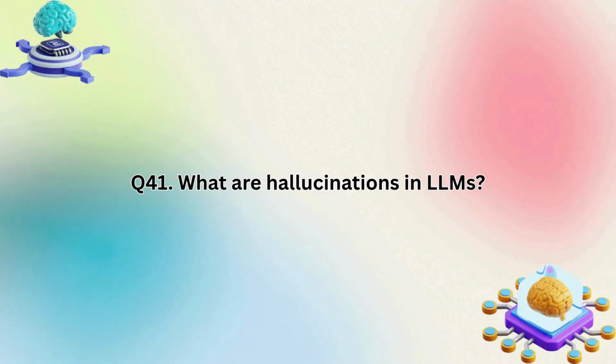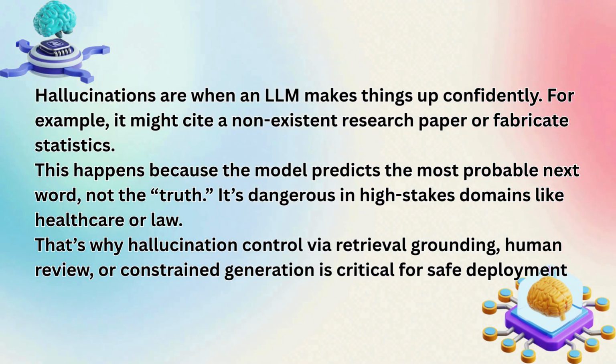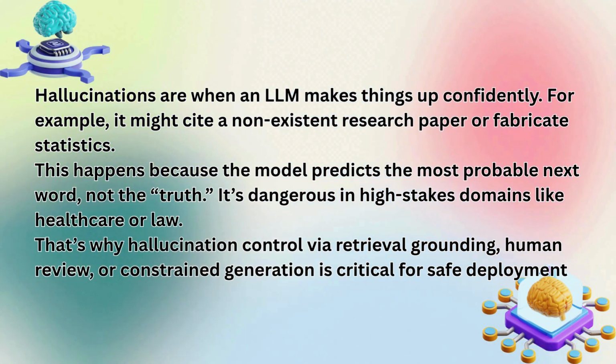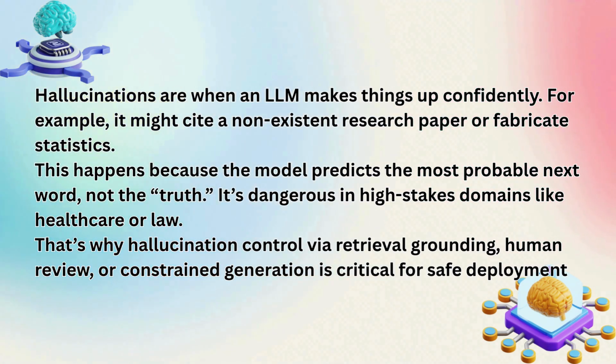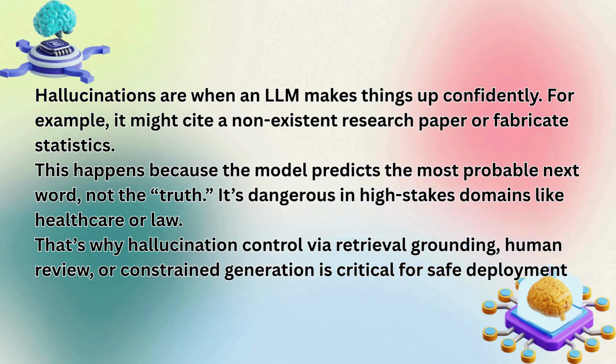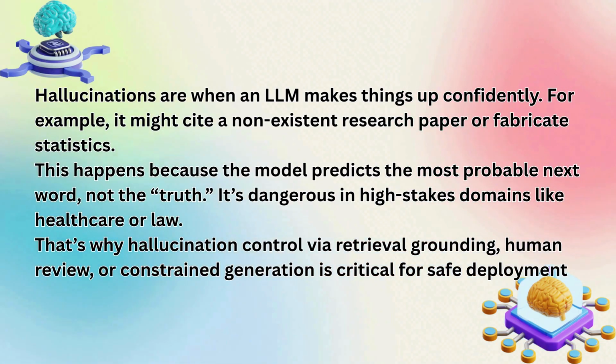What are hallucinations in LLMs? Hallucinations are when an LLM makes things up confidently. For example, it might cite a non-existent research paper or fabricate statistics. This happens because the model predicts the most probable next word, not the truth. It's dangerous in high-stakes domains like healthcare or law. That's why hallucination control, via retrieval grounding, human review, or constrained generation, is critical for safe deployment.